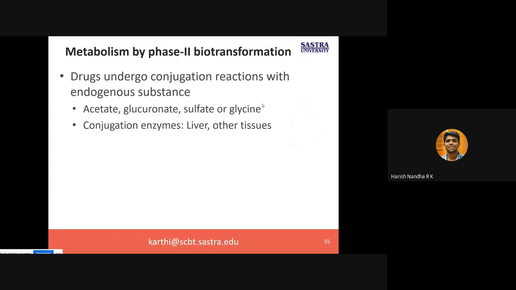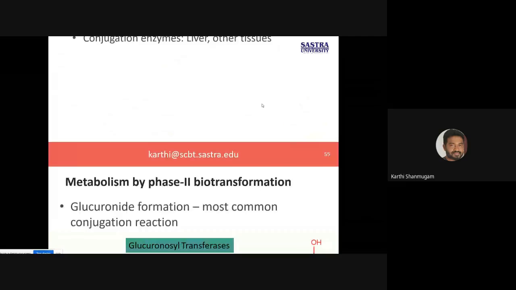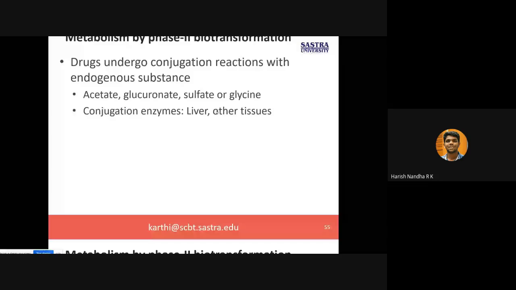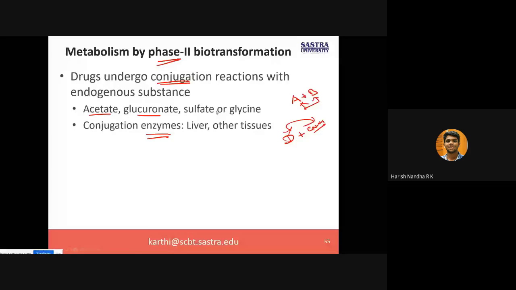So, can you repeat what you said, sir, about acetate, glucuronate, and all? Sorry, you said something about acetate and glucuronate. So, can you repeat it?